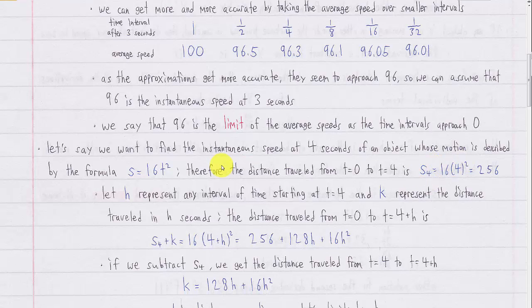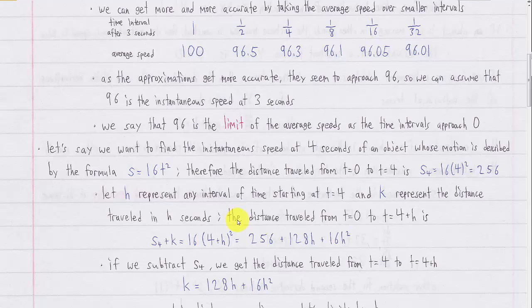So now we're going to find how far it's traveled at a time a little after 4 seconds. Let's say h represents an interval of time starting at 4 seconds. For example, if h is equal to 1, then 4 plus h just means at 5 seconds. So h is just a random interval of time after 4 seconds, and during these h seconds, it's going to travel a distance k.